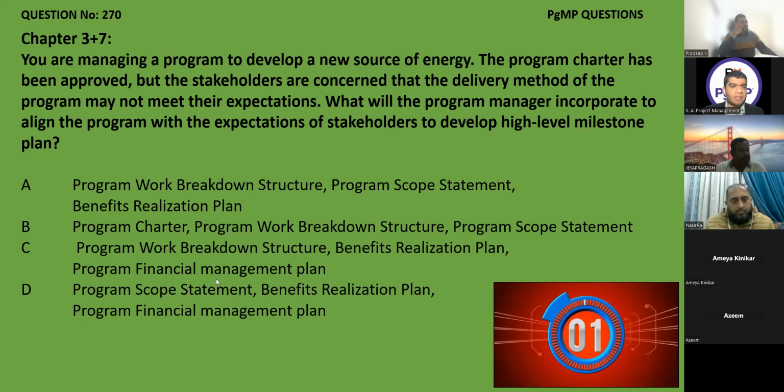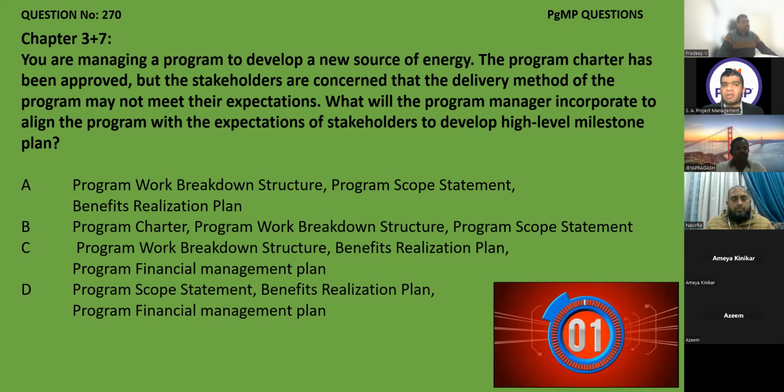Because of the financial management, I can eliminate C and D. Everybody agrees? Because for the milestone, financial management, cost, is not important. Only I have to see when I have to deliver something. Okay. And what was the keyword of the roadmap that we saw?